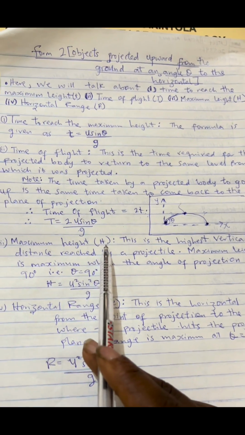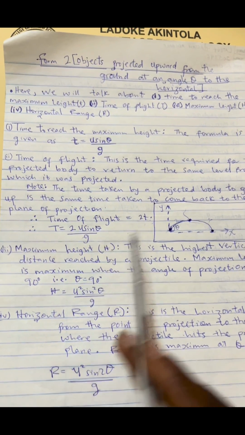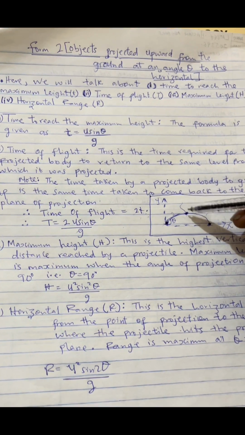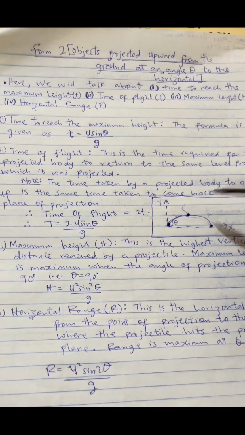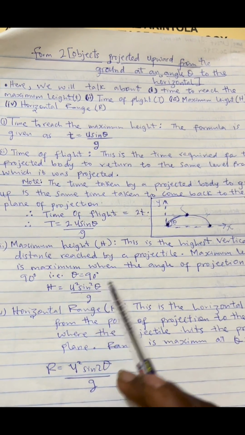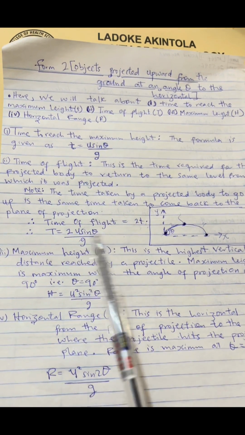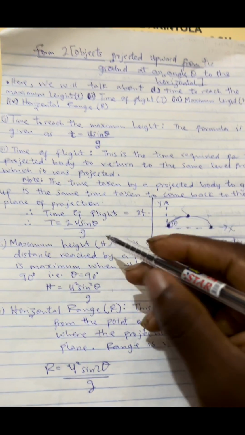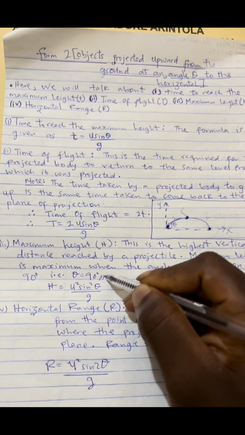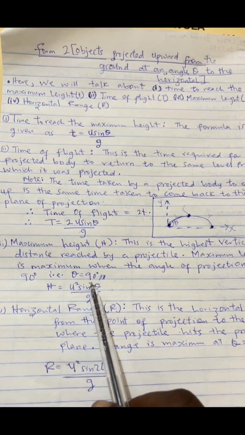We also have the maximum height. Whenever we are talking about the maximum height, this is talking about the maximum height reached. And the formula for that is u square sine square theta over g. You have to know this formula for maximum height offhand. And another thing you have to notice is that your maximum height is maximum at what? 90 degrees.